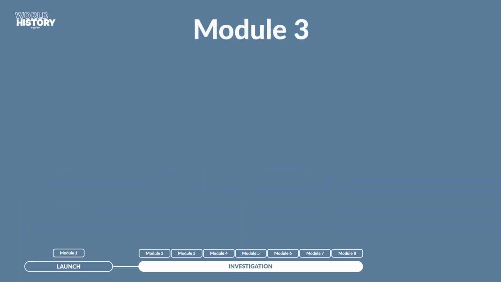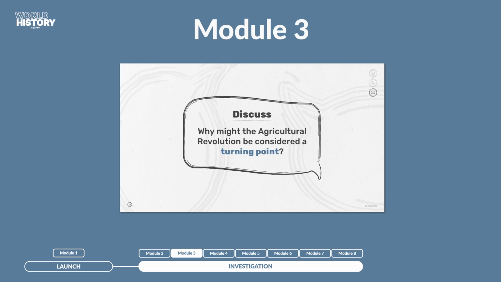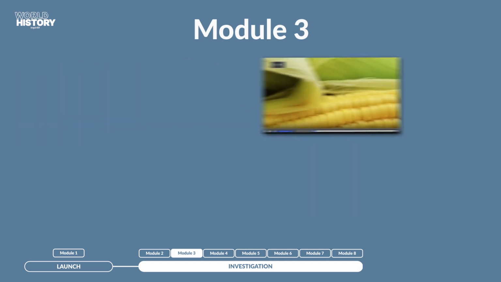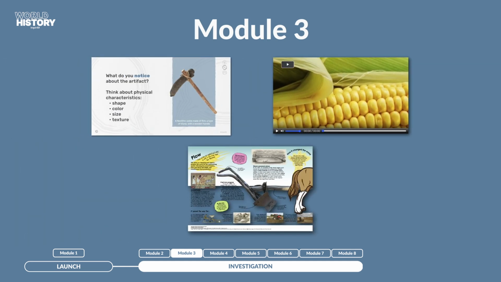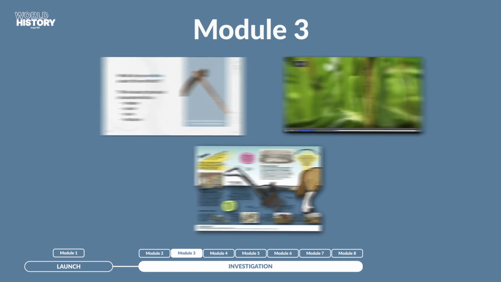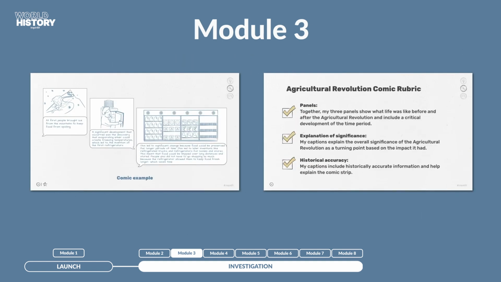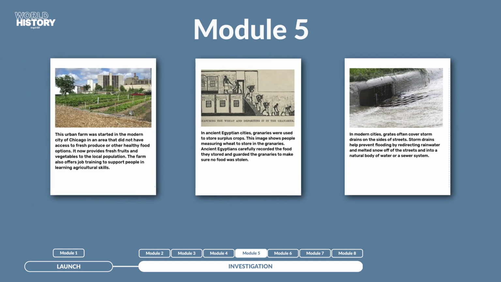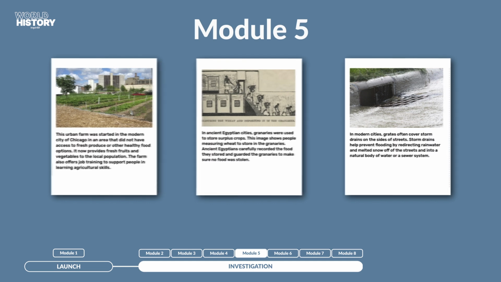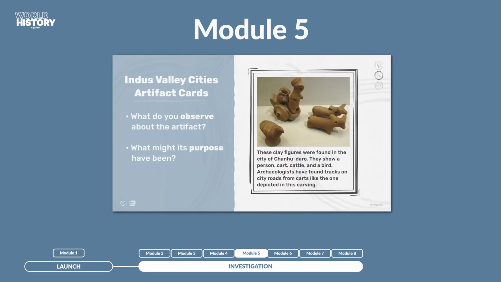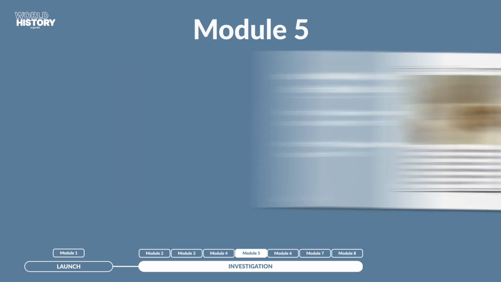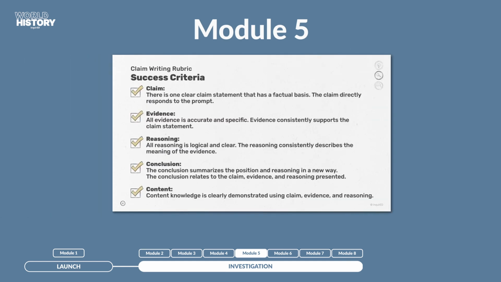Let's look at a few highlights from some of the modules. In Module 3, students explore the causes and effects of the agricultural revolution. They use videos, artifacts, and text to gather findings, then create a comic strip illustrating the significant changes of this period. In Module 5, students become urban geographers to explore challenges faced by ancient and modern cities. They engage in activities like card sorts of city life and ancient artifacts, and a jigsaw discussion on modern challenges before constructing a claim about growing cities.